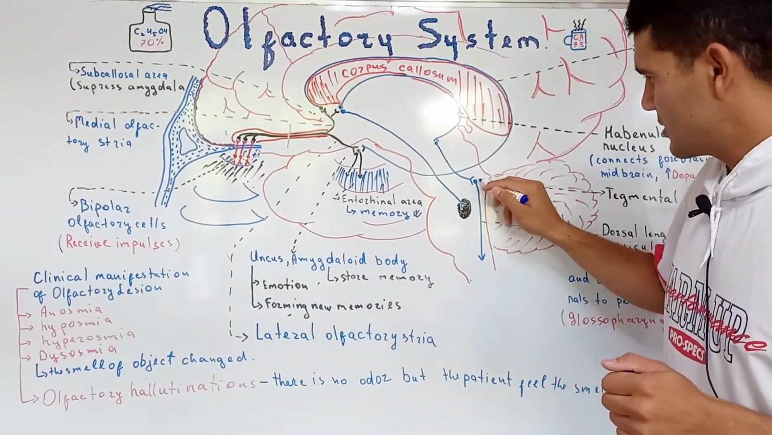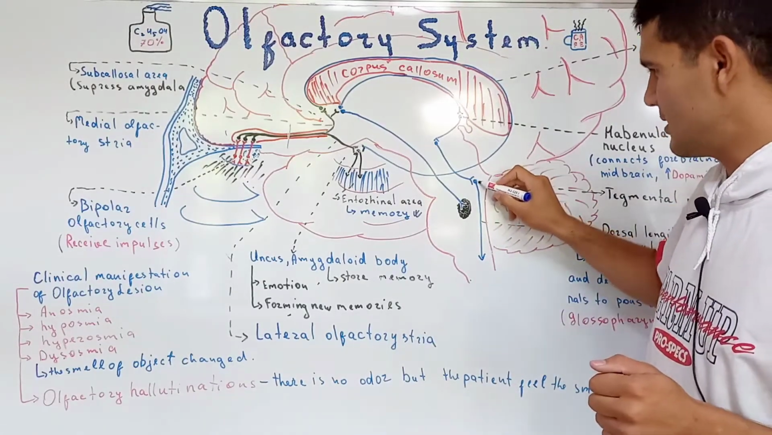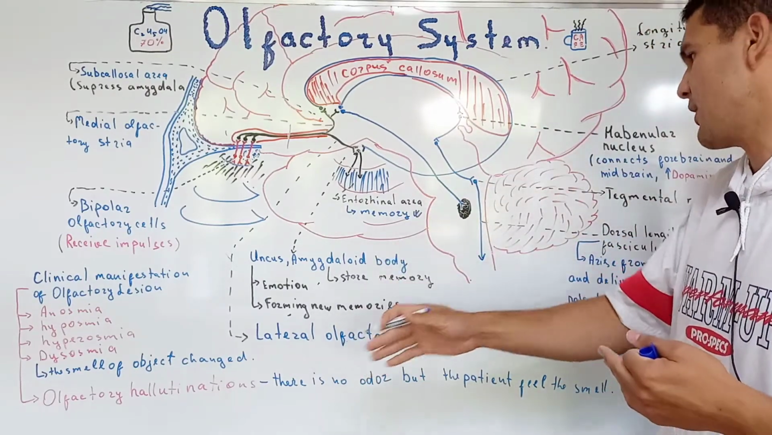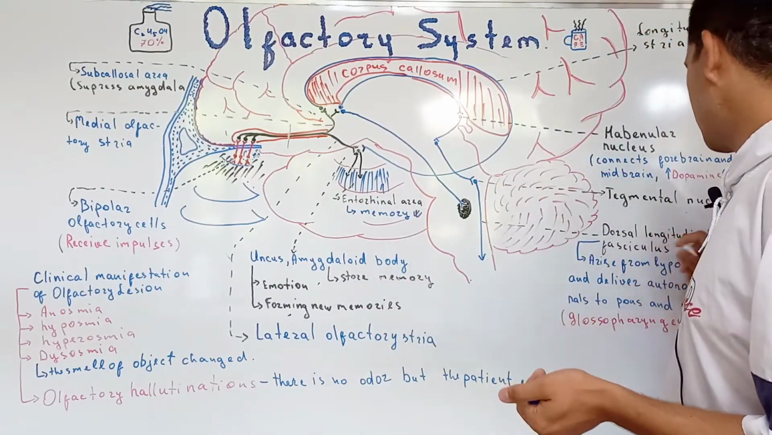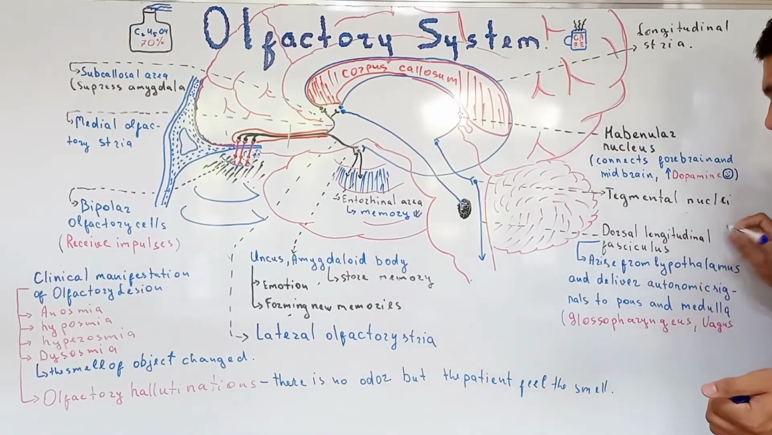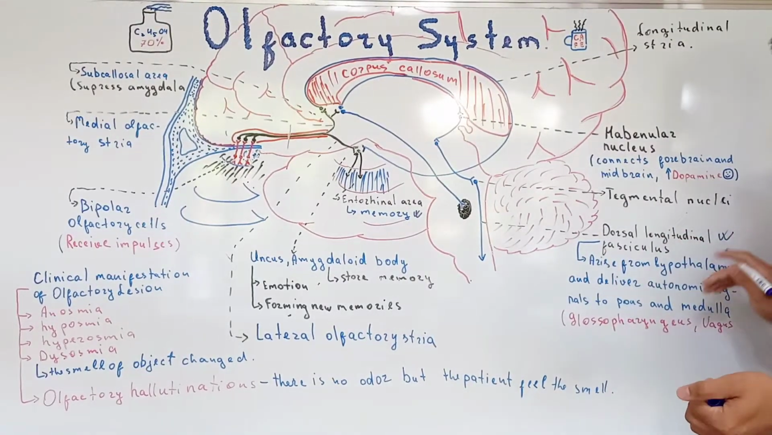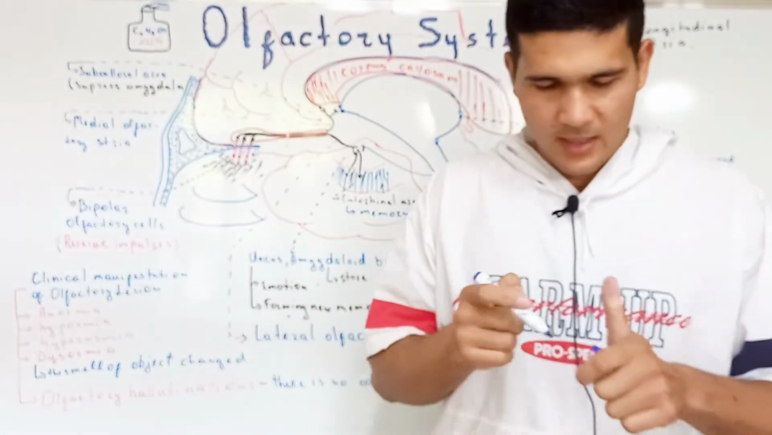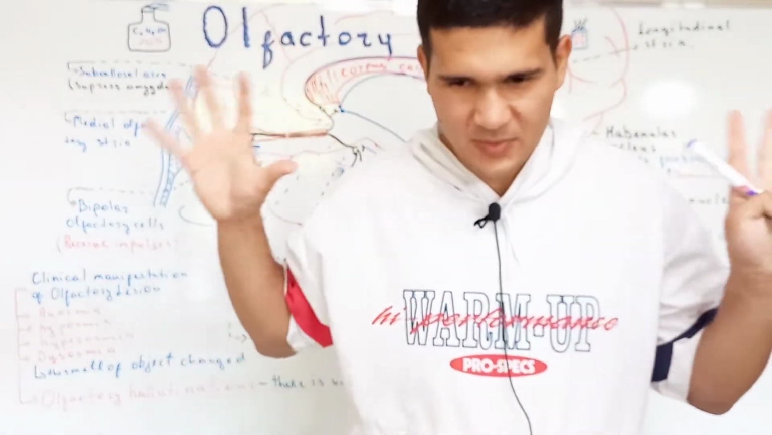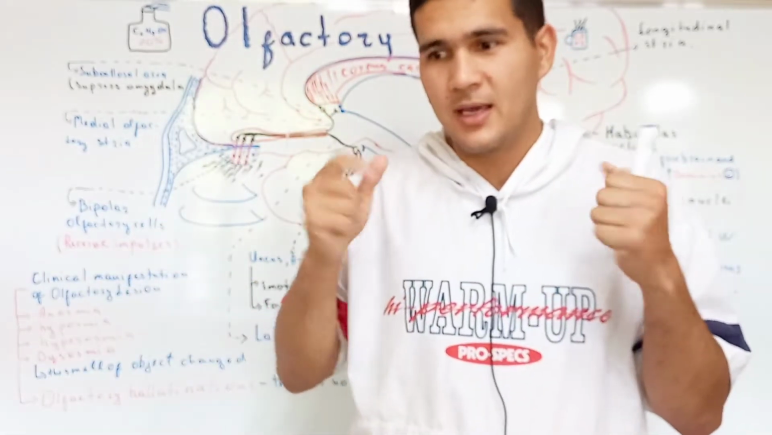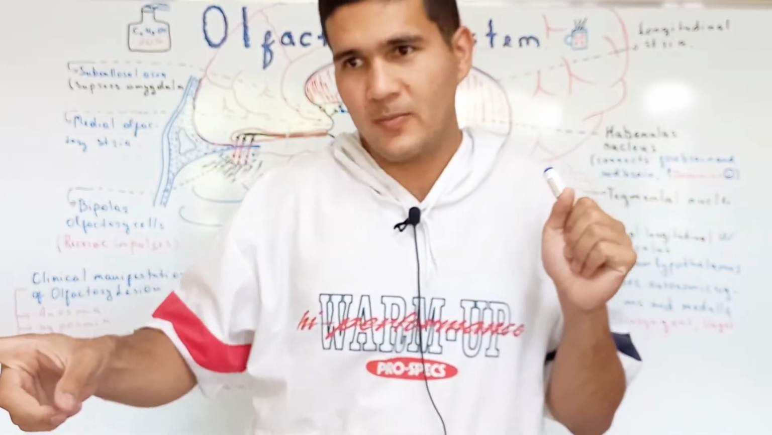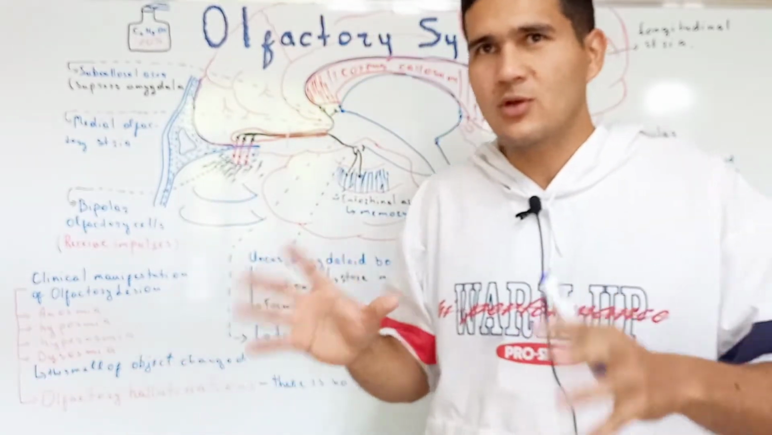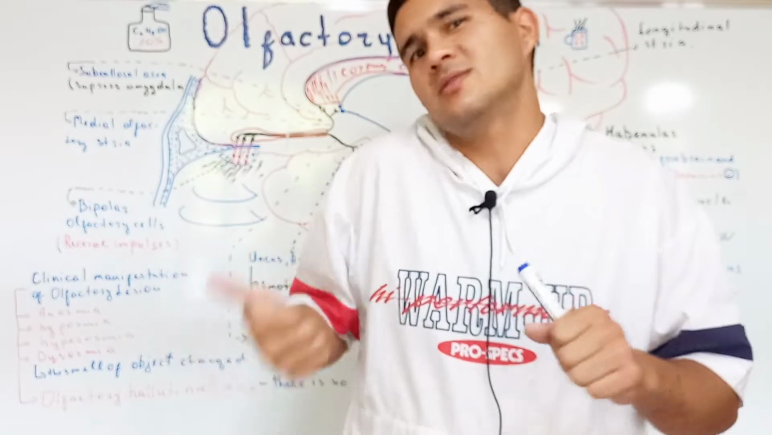After synapsing with the tegmental nucleus, another neuron initiates its direction via the dorsal longitudinal fasciculus. Please look at that. That's important. The main function of the dorsal longitudinal fasciculus is accepting information from the hypothalamus and carrying it to the parasympathetic or autonomic nuclei that are located in the pons and medulla.